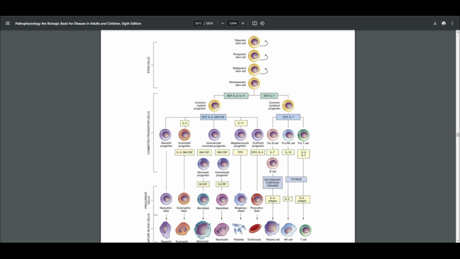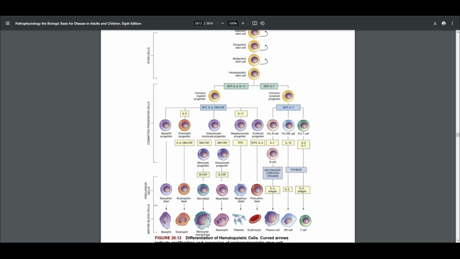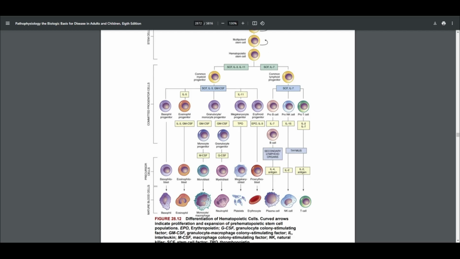So here you're taking a look at the differentiation of hematopoietic cells. It's a good spot to hit pause if you don't know how these cells break down into specific cells.